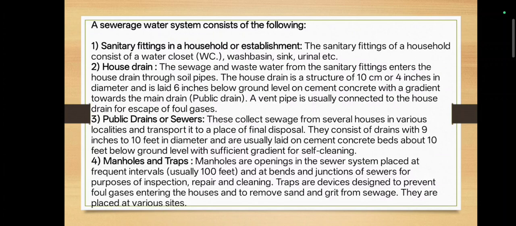Public drains or sewers. These collect sewage from several houses in various localities and transport it to a place of final disposal. Manholes and traps. Manholes are openings in the sewer system placed at frequent intervals and at bends and junctions of sewers for purposes of inspection, repair, and cleaning. Traps are devices designed to prevent foul gases entering the houses and to remove sand and grit from sewage. They are placed at various sites.